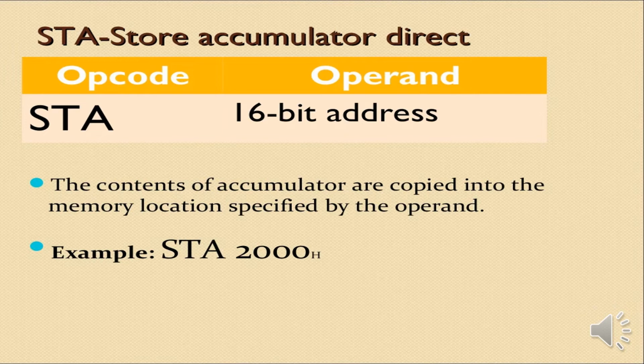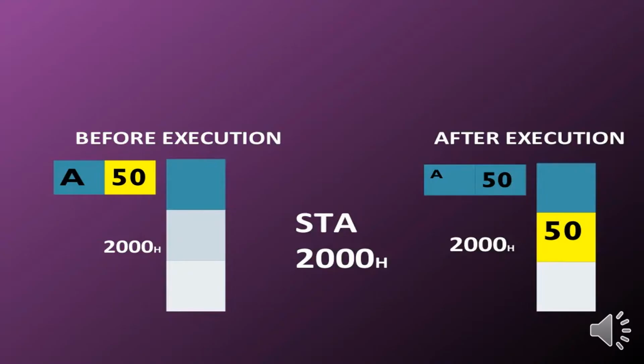The accumulator's 8-bit data is stored directly into 2000H, which is pointed to by the HL register pair or memory pointer. For example, before execution, the memory location 2000H holds any data. The accumulator content is 50. After the execution of STA, 2000H is loaded with the new value 50.